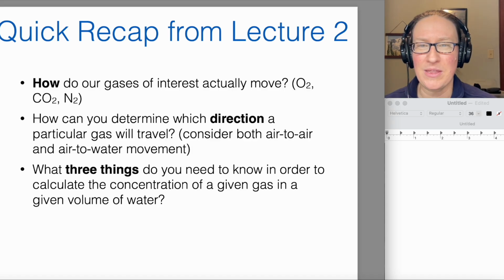And then along with that, what three things do you really have to know to calculate the concentration of a given gas in a given volume of water? All good things to think about.